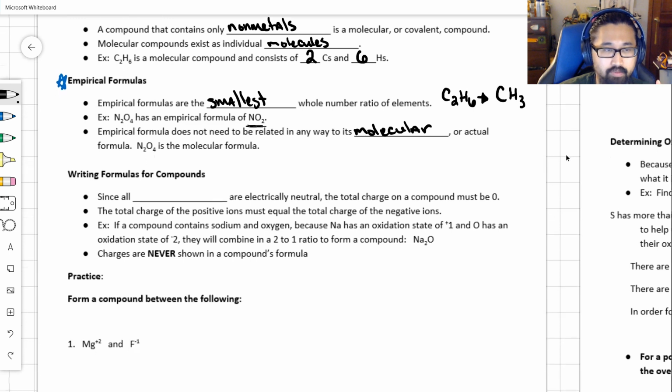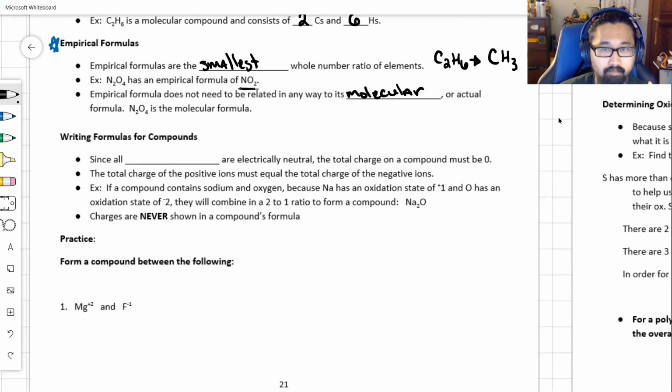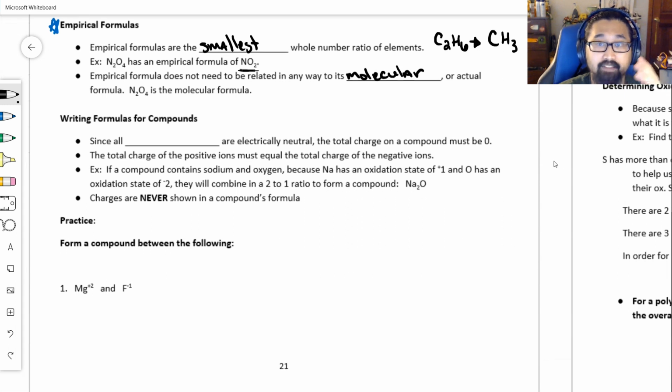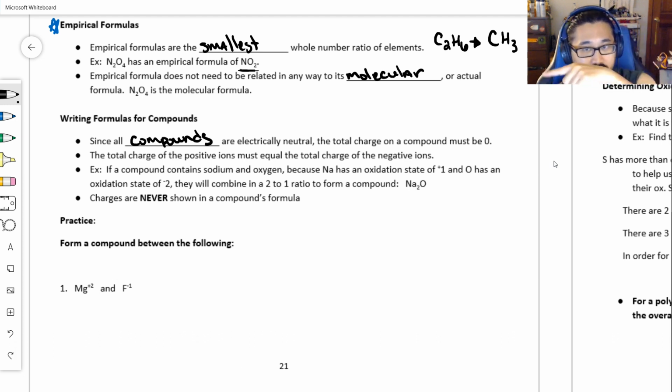All right, now that we can talk a little bit about identifying compounds, we need to be able to make compounds. The big deal is that all compounds are electrically neutral, which means they have no charge. So you're not going to see something like at the bottom of the page there. You have the Mg plus 2 and the F minus 1. I need to combine those in order to make it a neutral object.